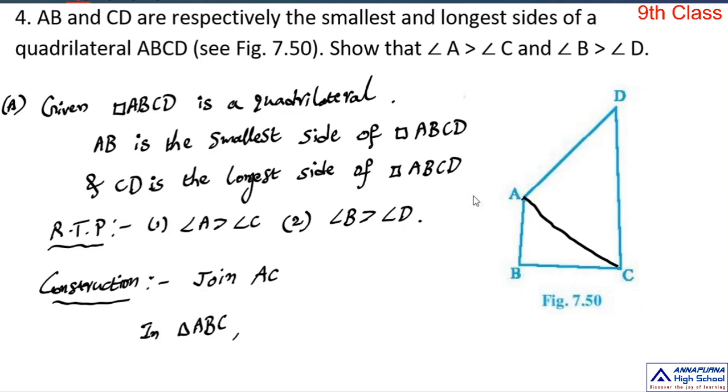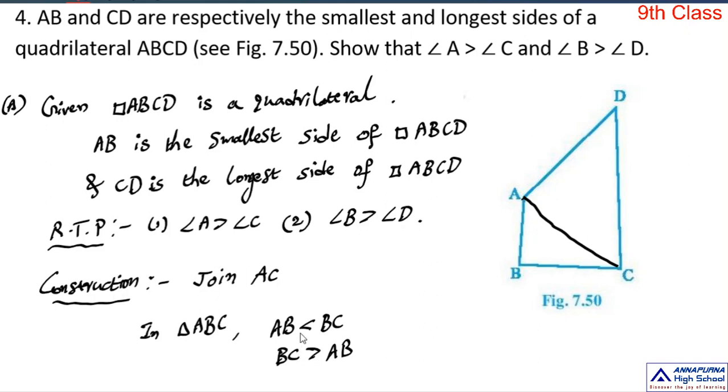So AB is less than BC. In triangle ABC, AB is the smallest side and BC is the longest side. AB is less than BC means BC is greater than AB.